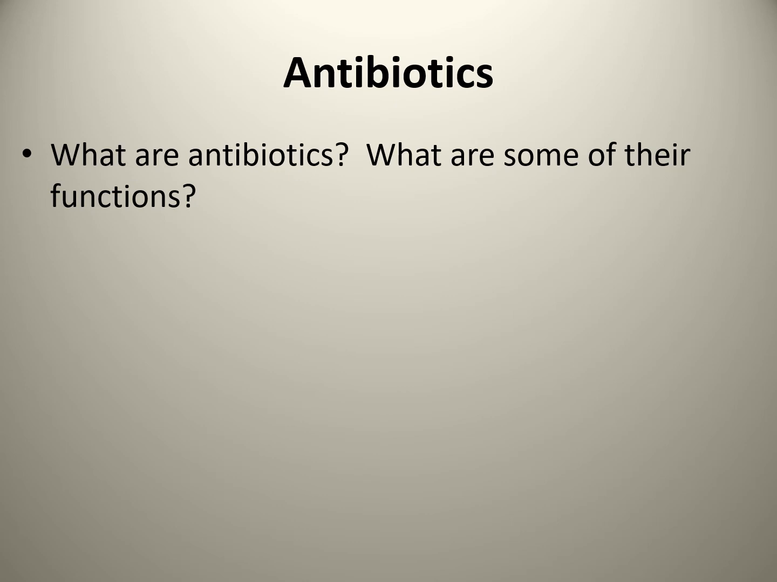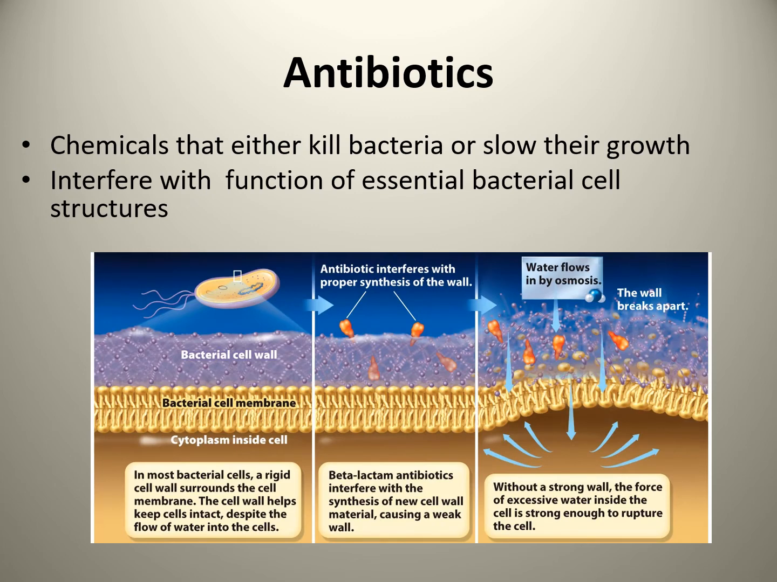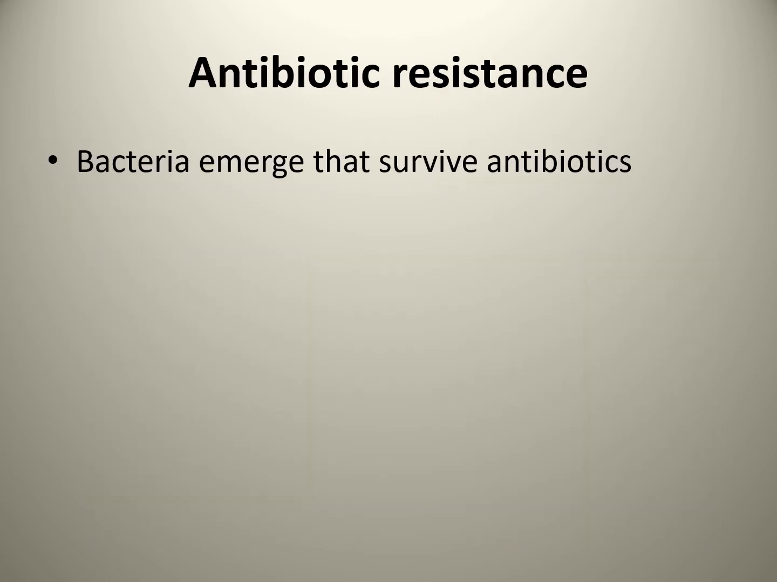So if you remember back to antibiotics, what are they? What are some of their functions? Again, a lot of the times we use these things called beta-lactams. Those are most commonly prescribed. And basically what it does is it kills bacteria, or it can sometimes slow their growth depending on which beta-lactam you're using, or if you're using a different antibiotic. But usually what happens is it's interfering with the function of the cell wall. Okay, so it'll interfere with the synthesis of the cell wall so that it's not able to synthesize cell walls, basically, and then water's going to flow into that cell by osmosis, and then the wall is going to break apart and the cell is going to rupture. Okay, so that's ideally what we want, right?